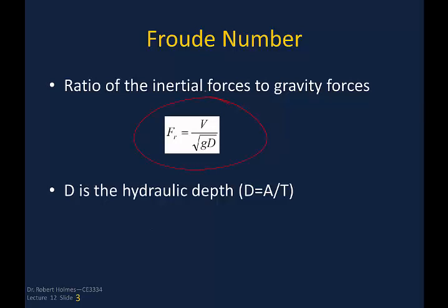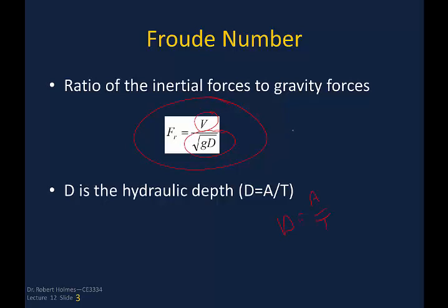star or make sure you understand is the Froude number. This is FR, and that's essentially the mean velocity of the channel divided by the square root of g times the hydraulic depth, where the hydraulic depth is the area divided by the top width.